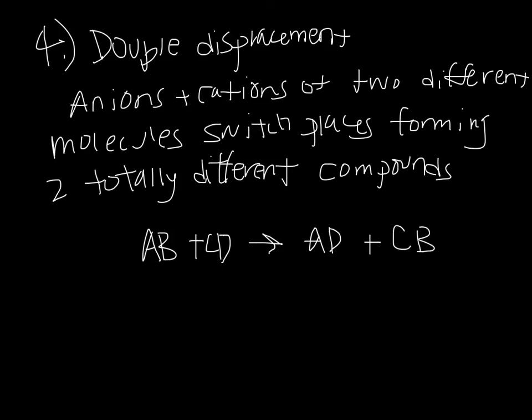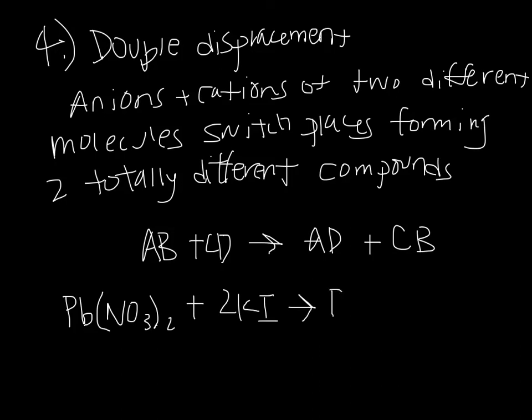An example of a double displacement reaction would be lead nitrate plus potassium iodide yielding lead 2 iodide and potassium nitrate. So those are the 4 types of reactions that we're going to talk about in this video: synthesis, decomposition, single displacement, and double displacement.